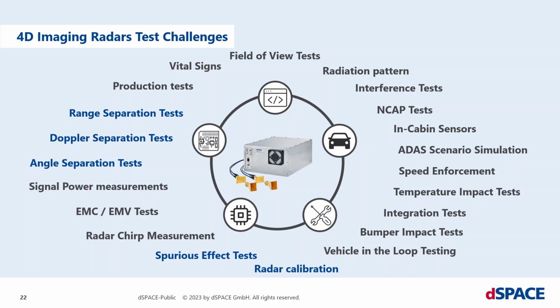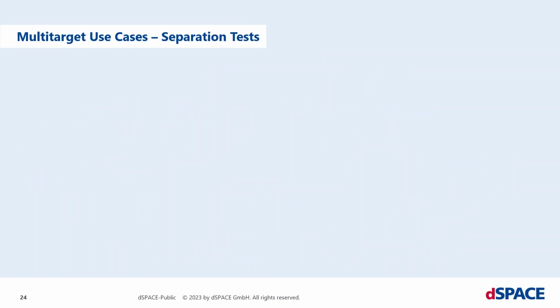And to validate that the resolution of the radar matches its design goal, the separation capability must be tested in every dimension: range, speed, azimuth angle, and elevation angle. These separation tests are especially challenging because they require two simulated targets, which should be identical in every parameter except the one that is tested. Now, let's shortly go through the different separation tests.